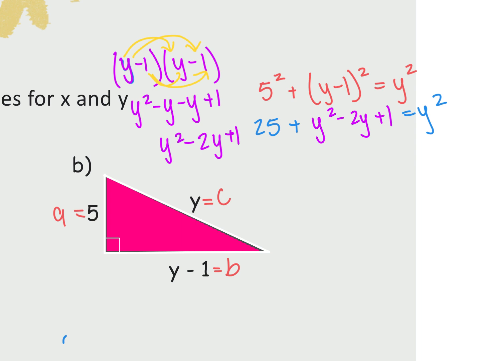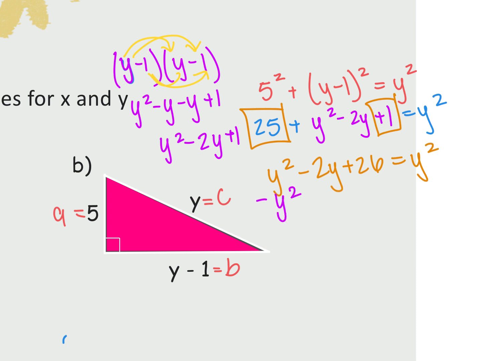All right, I'm going to go ahead and combine my like terms. So looking at this, like terms that I have 25 plus 1. So now I have y squared minus 2y plus 26 equals y squared. I'm going to get rid of my y squared. How am I going to get rid of my y squared? Subtract it on both sides. Okay, subtracting it on both sides. So subtracting y squared on both sides.